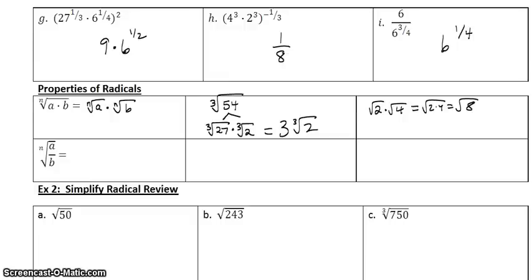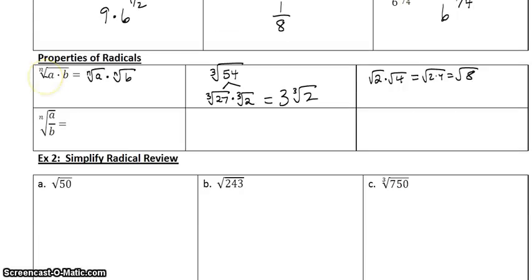All right, next property. If I have a fraction under a square root, the radical here distributes to the two parts. So actually, the top is under that radical, and the bottom is under that radical. So let's say I had the square root of 25 over 9. You could split that into the square root of 25 divided by the square root of 9. The square root of 25 is 5, and the square root of 9 is 3.